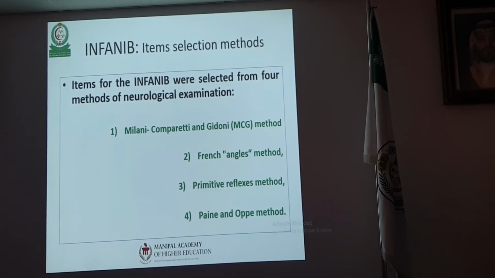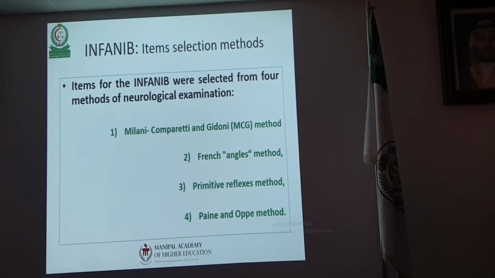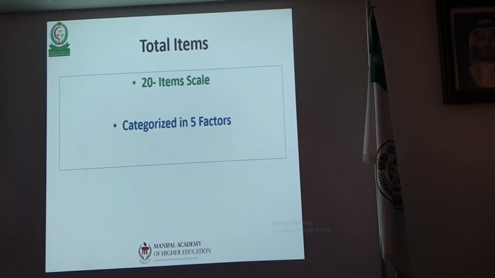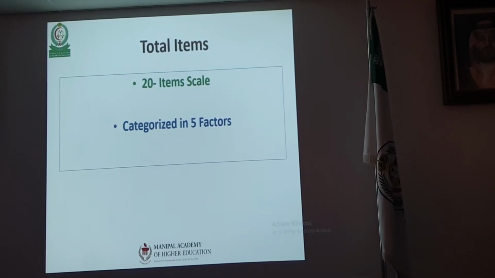So how was the content selected for this 20-item scale? The content was selected based on four evaluation tools by which neurological examination can be made: Milani-Comparetti, the French Angles method, primitive reflexes, and the Prechtl and Beintema method. So these four scales were the basic foundation to summarize this infant scale as a 20-item scale. Now, how many items do you have? Go to the first page and you will see it has 20 items, 1 to 20.